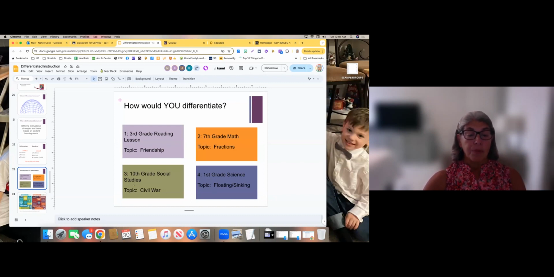Group 3 is going to be talking about 10th grade social studies, where students are learning about the Civil War. So are you going to change the process of how they learn about the Civil War? Are you going to change the content of which parts of the Civil War they're learning about, or the product of how they're going to show you they know about the Civil War? And then for 1st grade science, the students are learning about floating and sinking. So they need to understand what makes something float, what makes something sink, and how are they going to learn it? All right, so think about which one you want to do.